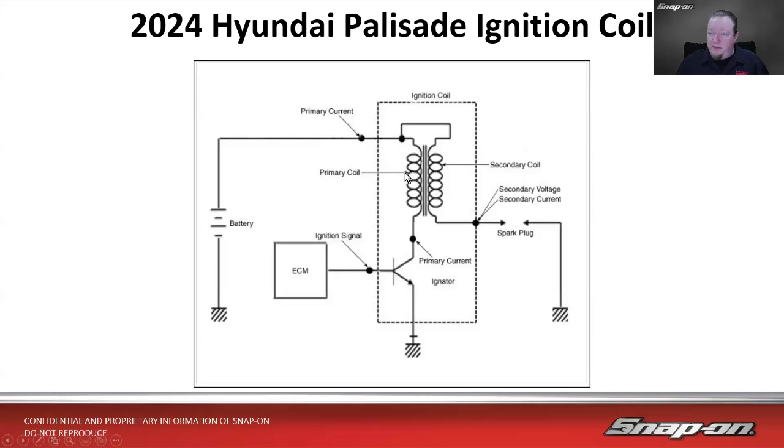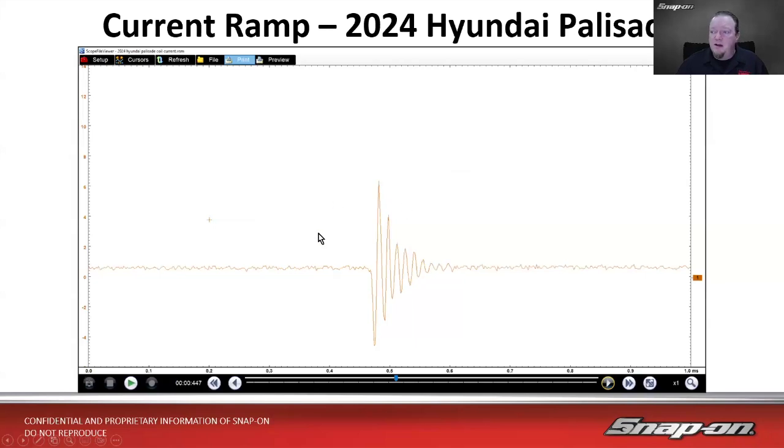So with these, they act a little bit differently than other coils that we might be used to, like a 2-wire coil. Since it has the igniter components inside, it's got a little IC in there or something like that. Here's what the current flow looks like. So that was a current ramp test on that same vehicle. And you can see just a lot of squiggly lines. It's kind of wild how that works.